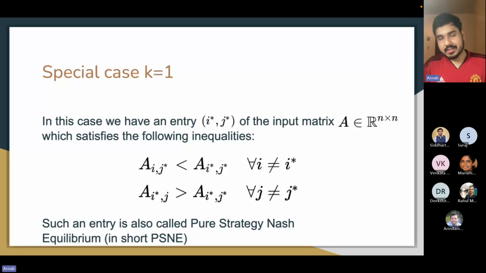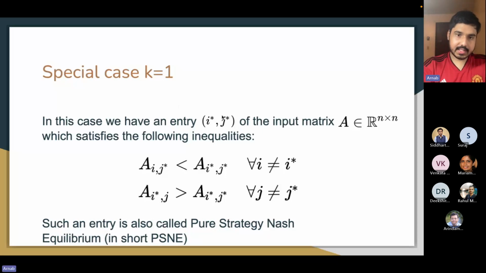A good place to start is with a very special case, which is k equal to 1. This is a special case because when the support size is 1, it is essentially called a pure strategy Nash equilibrium in game theory. In terms of the matrix, it's also pretty interesting. What this case boils down to is that you have to find an entry I star j star in the matrix such that the entry is the highest in its column and the lowest in its row, and it has to be the unique highest in the column and unique lowest in its row.